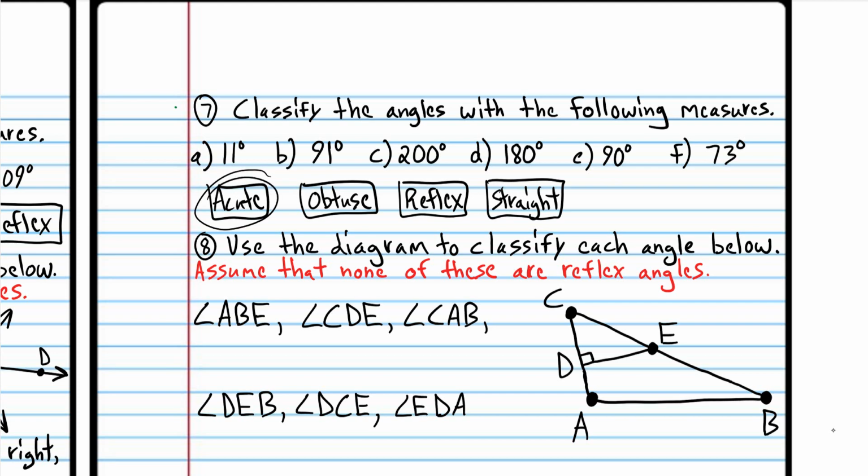So less than 90 degrees, it's between 90 and 180. It's between 180 and 360, and it's exactly 180. That's how you know. This is exactly 90, so it's a right angle. And this is less than 90, so that's an acute angle.